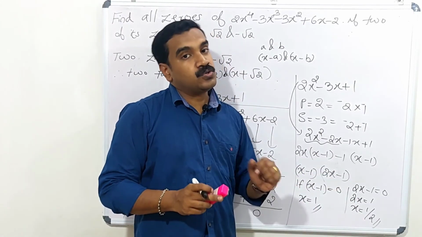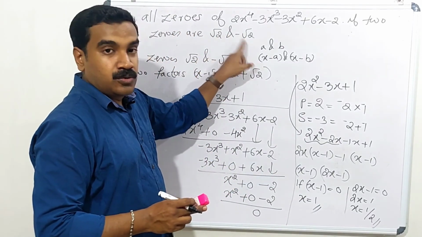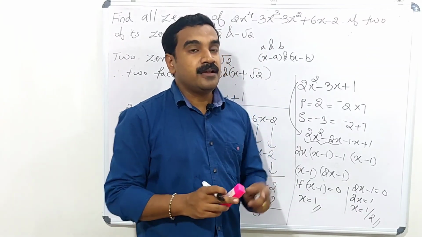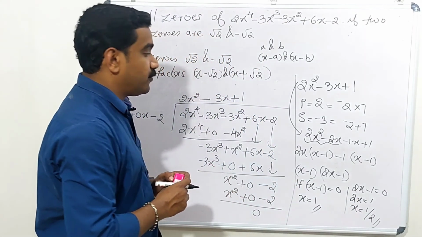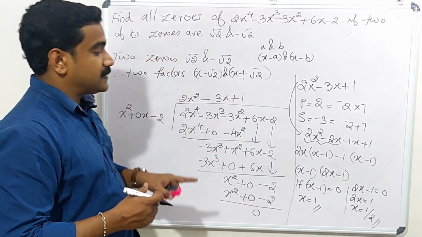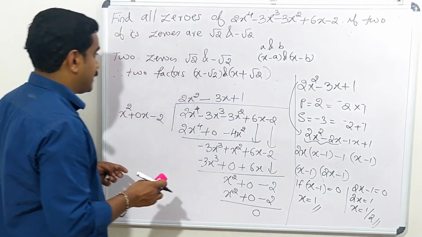These two are the two zeros. So how many zeros in total? Root 2 and negative root 2 are 2 zeros, and 1 and 1 by 2 are 2 more zeros. So there are 4 zeros in total. What is the question? Find other zeros. Other zeros are 1 and 1 by 2. You can conclude the answer this way.